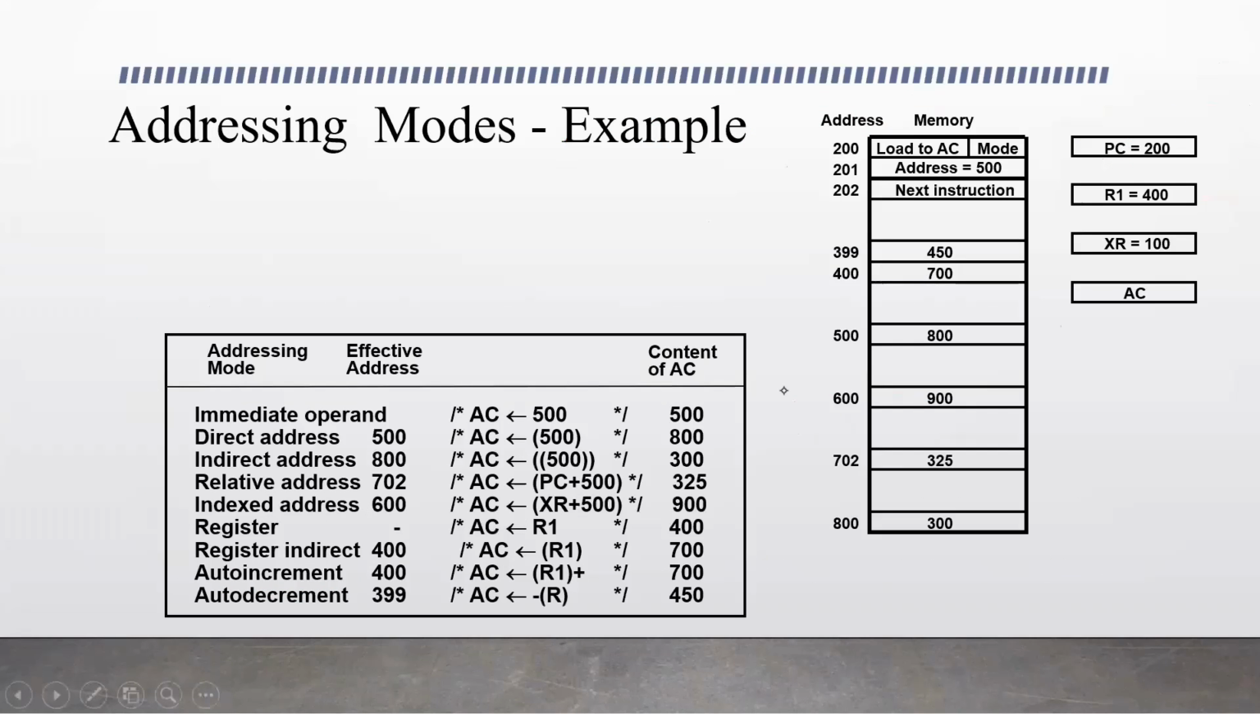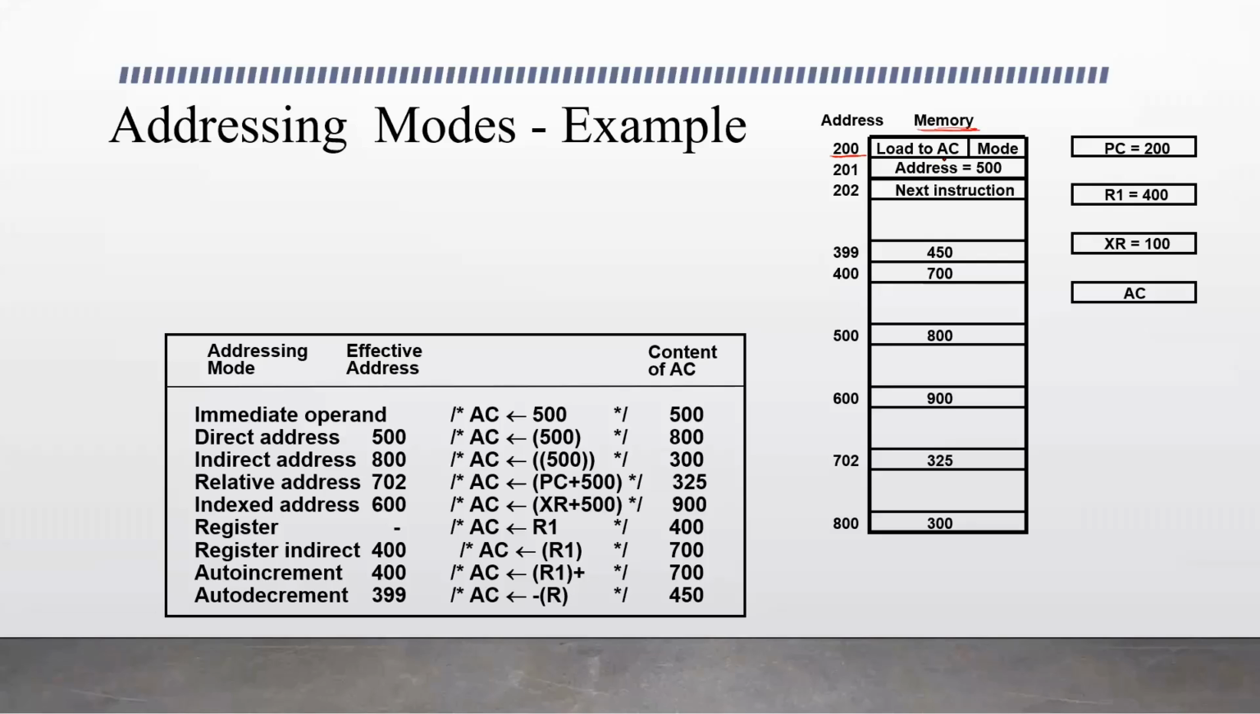So let's take this example to understand all these addressing modes. The part of memory is shown here, starting at location 200. At locations 200 and 201 we have an instruction. It is a 2-word instruction. Otherwise we see an instruction in 1 word, but here the instruction is occupying 2 words: memory word 200 and location 201.